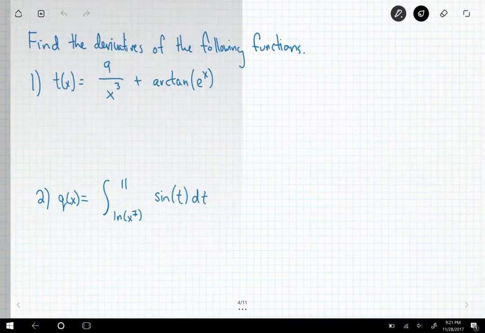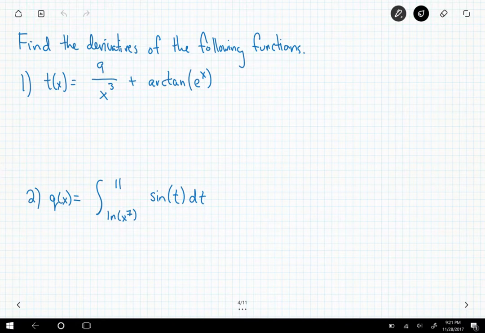So now, moving on to the next bit, let's take a look at this one. It has a couple of things that throw people for a loop. So first off, the 9 over x cubed, that's 9 times x to the negative 3. And then we can write plus the arctangent of e to the x.